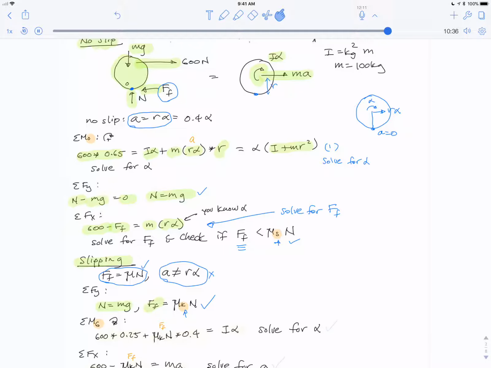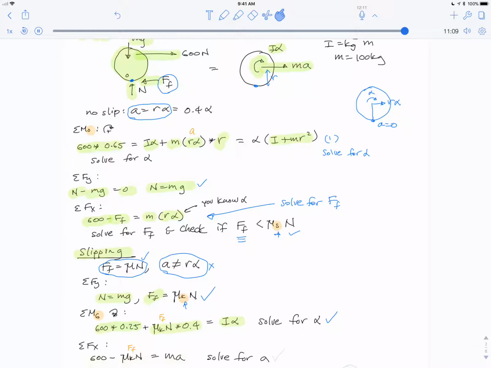So taking moments about the center, you have that 600 pulling on the rope, and its distance from the center was 0.25 meters. And then the friction force, which we now know, because it's mu times n, it's 0.4 meters from the center, and these are both going clockwise. And the reason I took the moment about the center is that ma goes right through there, so the only moment on the right-hand side is I alpha, and you can immediately solve for alpha.